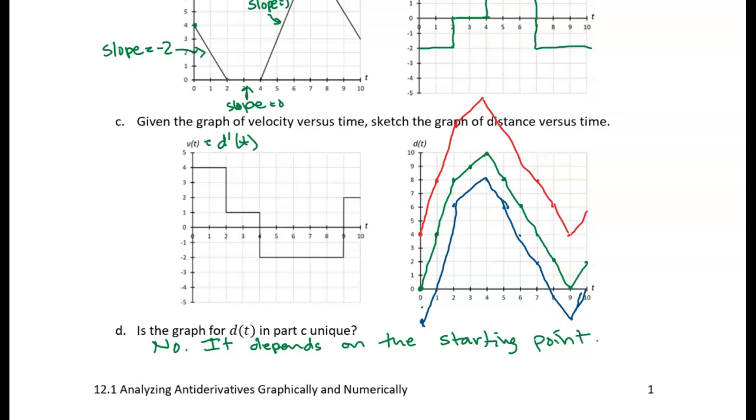So the main point of this example is that if you're given information about the rate of change of a function and you're trying to figure out what the original function was, that function is not going to be unique unless you're given some point to anchor it, and then you can get a unique solution. But in general, the original function that you get from the rate of change function is not necessarily unique unless you have some additional information.